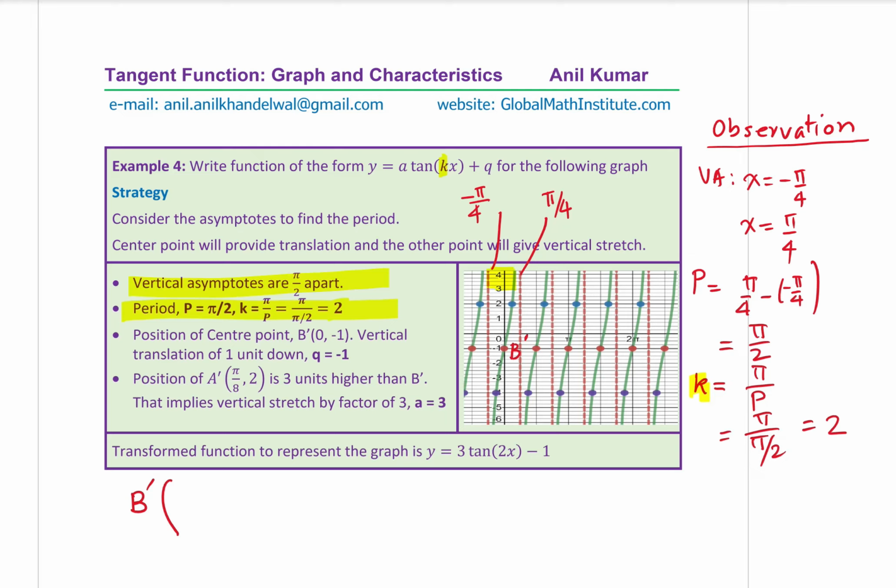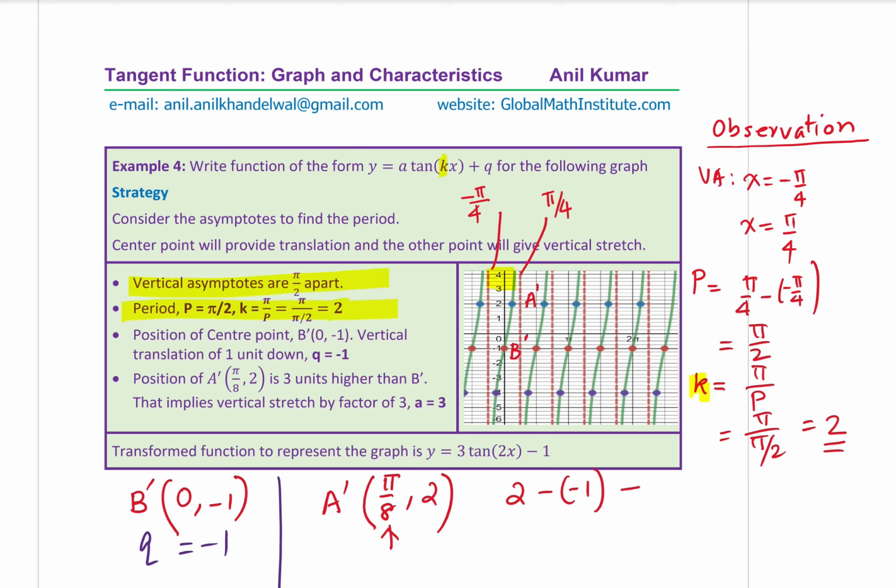Now let's look into the second point, which is A dash for us. The coordinates of A dash are, in this particular case, pi by 8, and we get the value at 2. So pi by 8 clearly indicates that horizontally there is a compression, right? Which we also got from the period, correct? So instead of pi by 4, if you compare this, we get this point at pi by 8. That means that there is a horizontal compression, and that we found also with the value of k. So that part is okay. As far as the y value is concerned, what is 2 minus of minus 1? So 2 minus of minus 1 is 3. So therefore, we get the stretch factor A, which is 3.